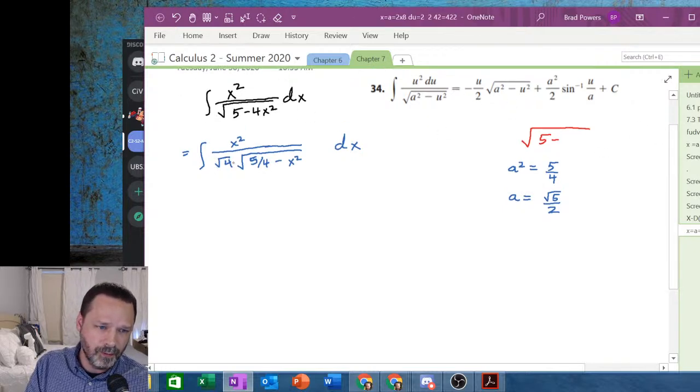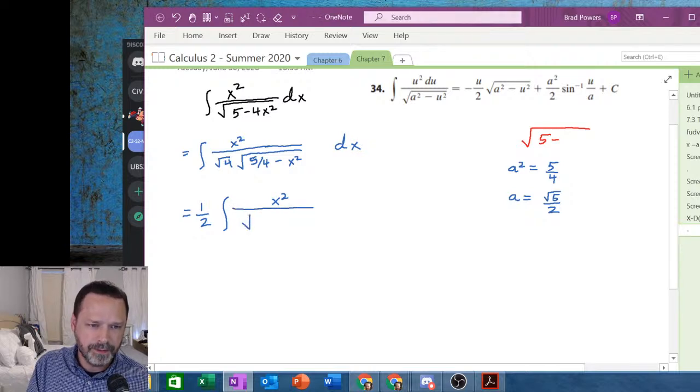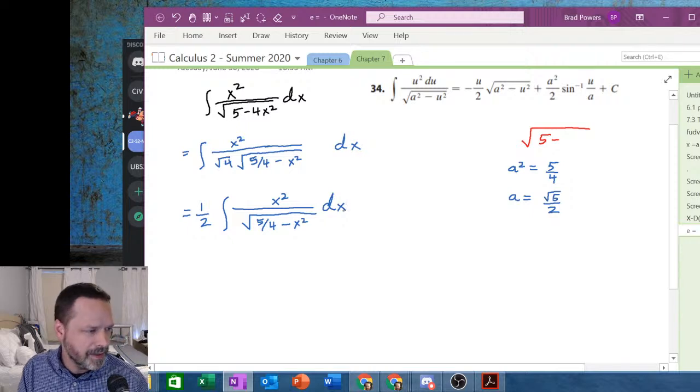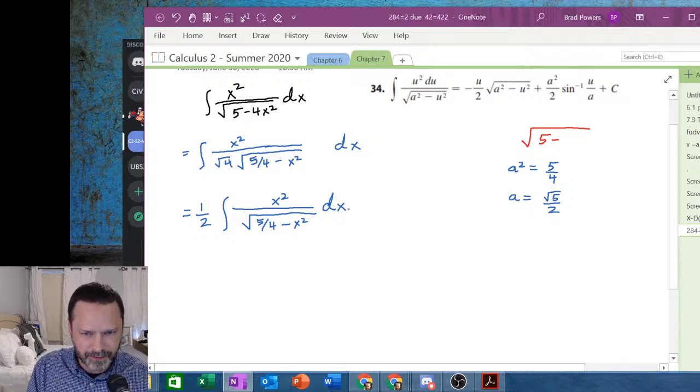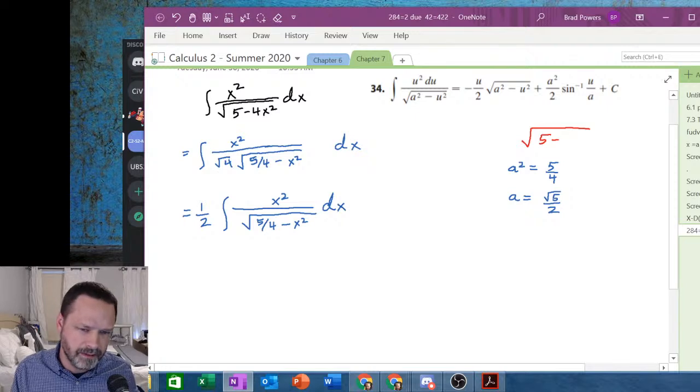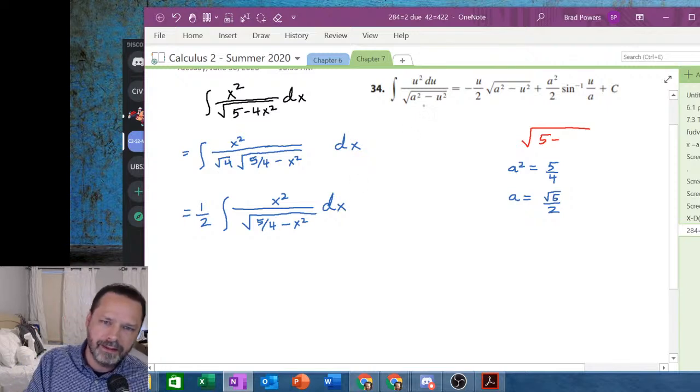I got this 1 over root 4, which is 1/2, out in the front. I'm just going to take that 1/2 times the integral of x squared over root 5/4 minus x squared dx. And now that I've done the manipulation, or you could have done the u sub, but I just did a little algebraic manipulation, got it to look like the form I want. Now I can just use it.